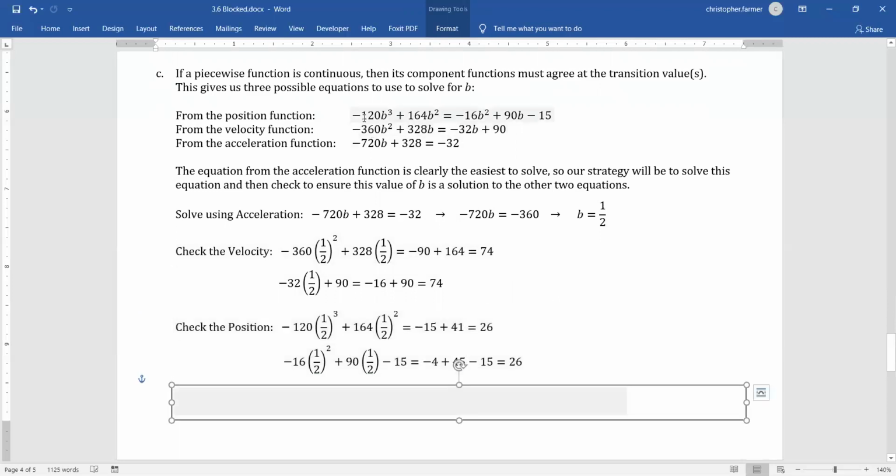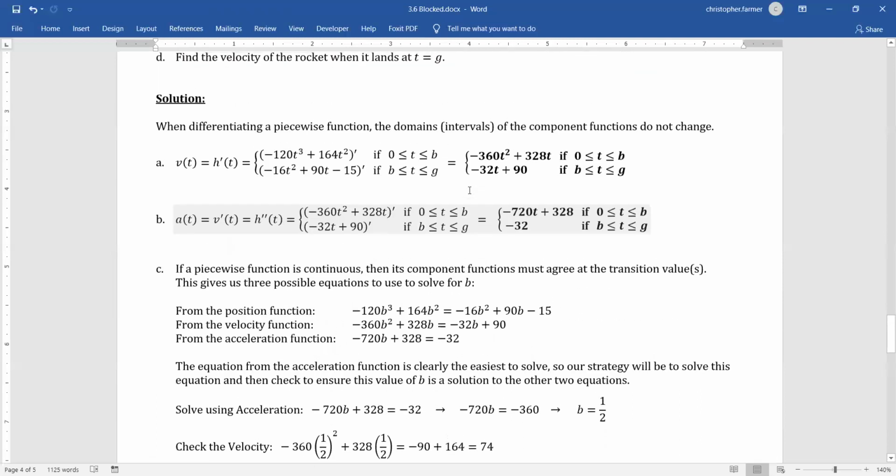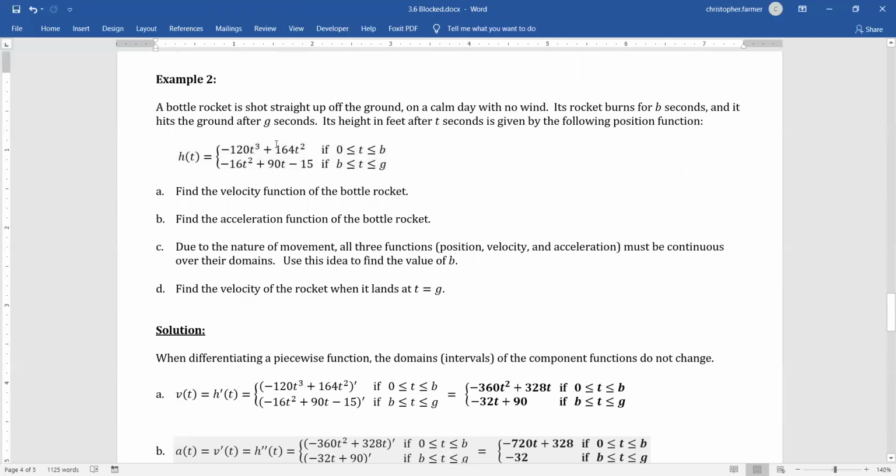And then check the position function all the way to the top. Plug the 1/2 into the left-hand side, plug the 1/2 into the right-hand side. In both cases, you end up with 26. Okay, so that verifies that B absolutely needs to be 1/2 in order for all of these functions to be the same at that transition value. Now I'm not going to rewrite it, but we know that this first function is good from 0 to 1/2. The second function is good from 1/2 up until it hits the ground.